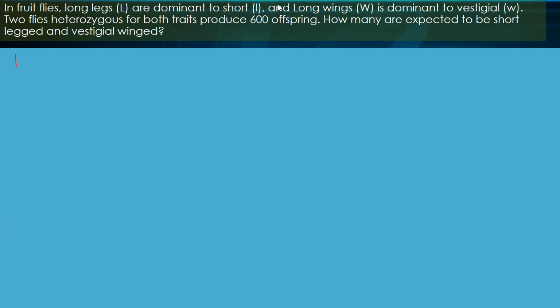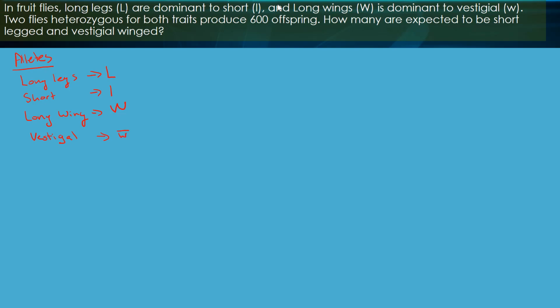Again, let's start with our alleles. Okay, we've got our long legs, big L. Short legs, small l. We've got our long wings, big W. And vestigial or short. Vestigial means not working. So they'd be really short, crumpled up wings.